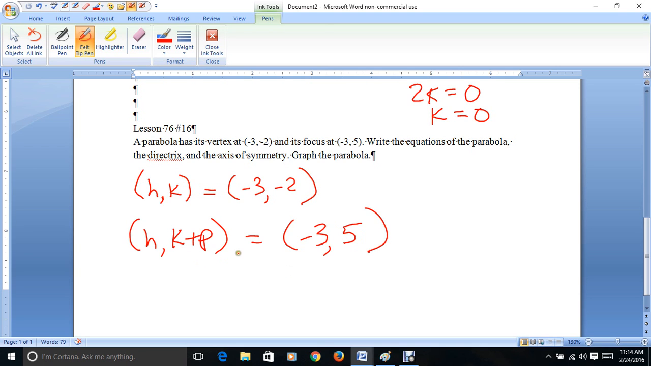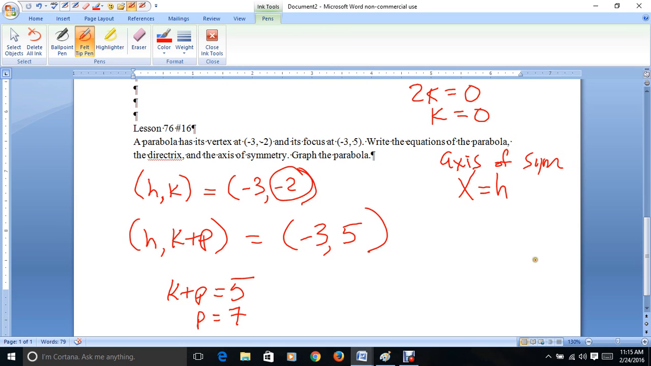Okay, so from that information, I got that k plus p is 5. I already know that k right here is -2. So that tells me that p is 7. So I've got k, I've got p, I've got h. I can find all the things it's asking me for. It's saying to write the equation of the parabola and the directrix, and the axis of symmetry, which is always x equals h. That's the axis of symmetry.